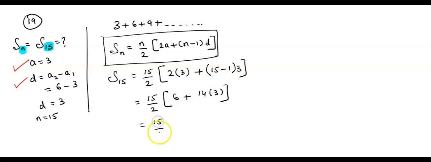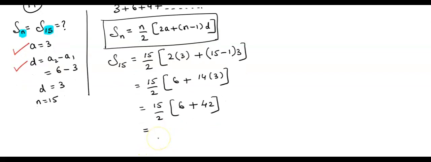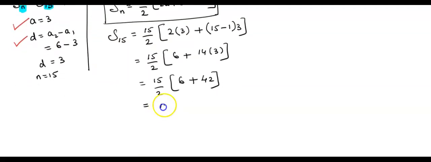Then 15 by 2 into 6 plus 14 into 3. 14 3s are how much? How much, children? 14 3s are 42. Very good. Then 15 by 2 into 42 plus 6, that is 48.